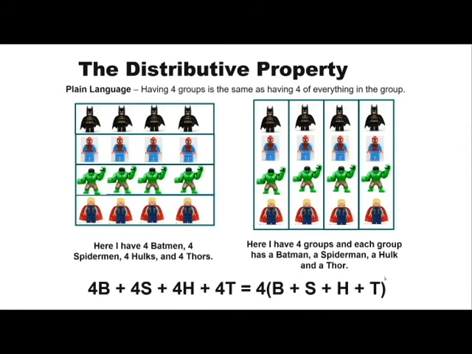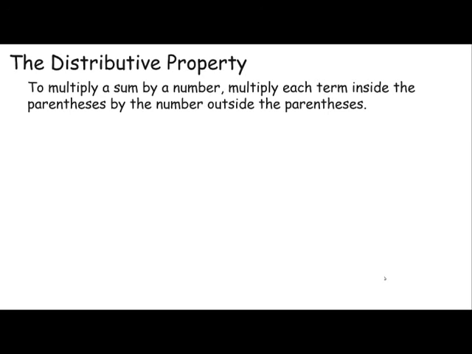How does that help us mathematically? Well, in a little more formal way of saying that, I could say to multiply a sum by a number, multiply each term inside the parentheses by the number outside the parentheses. You can see why I didn't give it to you that way at the beginning. And to make it even more mathy, I could write it like this.